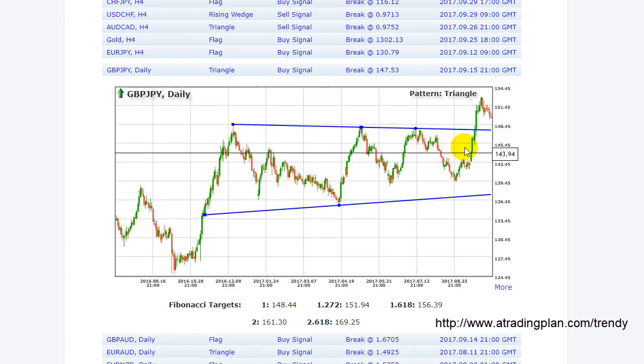The pound yen, now the British pound has been pretty good actually for a little while. This on the 15th of September, a break at 147.53. The first target was 148.44, and we absolutely got that one. Our next one was at 151.94, and the other one after that was 156. So we actually made it to at least our second target. So you're looking at just over 400 pips right here. So on those two trades alone, that's 700 pips.